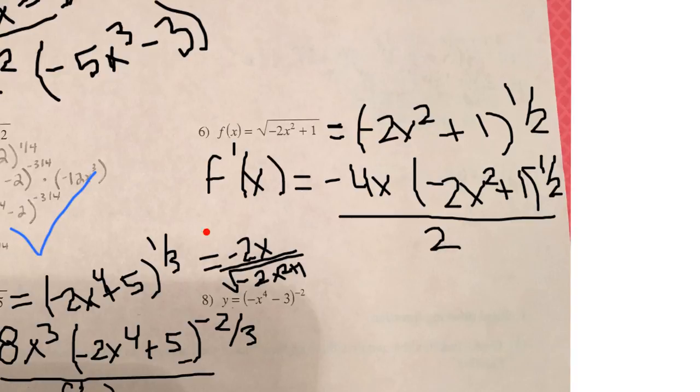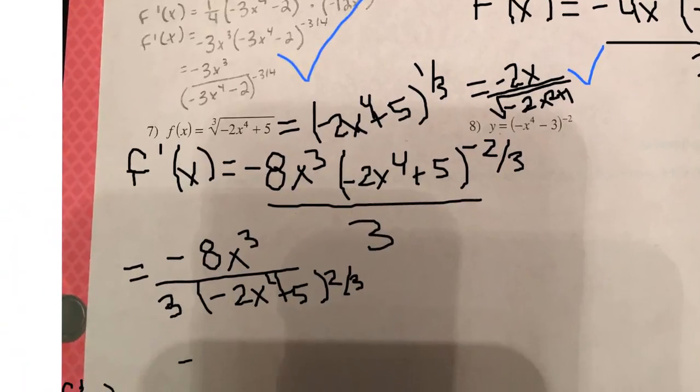And then over here, I just rewrite again. This 2 and that negative 4 cancel out and becomes a negative 2. And then I just move all of this stuff here down to the bottom. So it's a negative 2x squared plus 1 to the positive 1/2 when you move it down to the bottom. And a positive 1/2, that's just the square root. So I rewrite it as the square root. Alright, so that one is all finished up. Alright, moving on to number 7.